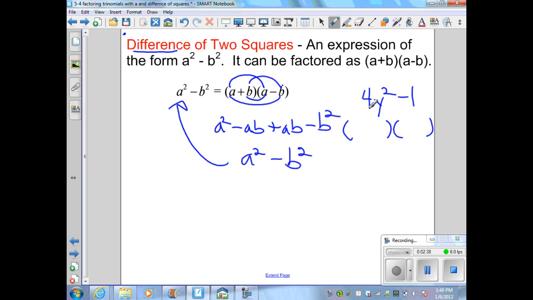The perfect square is 2y and 2y. And if I FOILed, 2y times 2y is 4y squared. 1 is a perfect square, 1 and 1. And I know my signs are plus, minus. I can check that in my head by 2y times 2y is 4y squared. Positive 2y, negative 2y, that will drop out when I add them together, leaving me with a minus 1.